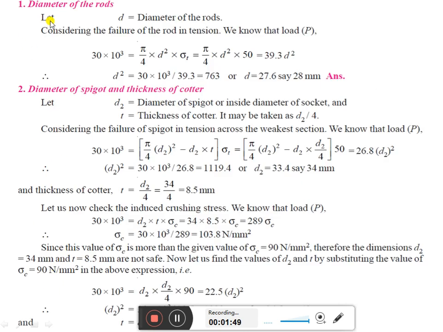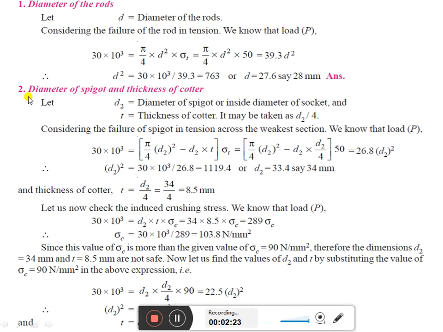So step 1, the diameter of the rod. Considering the failure of rod in tension, we know the formula, P equal to pi by 4 d square into sigma t. We know the value of sigma t, given in the question, and we know the value of P. Substitute the values and find out the diameter of the rod. So diameter d is equal to 27.6, say 28 mm, the standard diameter of the rod.